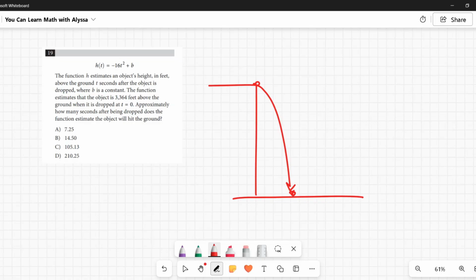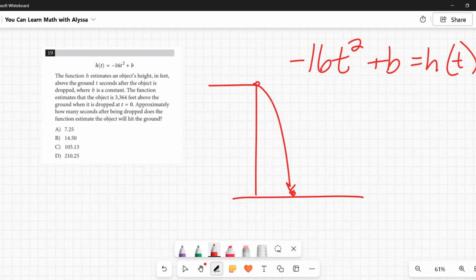All right, and it's represented by negative 16t squared plus b equals h of t, where t is the time in seconds, b is a constant that we don't know what it is yet, and h of t is going to be the height of the object as it's falling. This function estimates that the object is 3,364 feet above the ground when it is dropped at t equals 0.